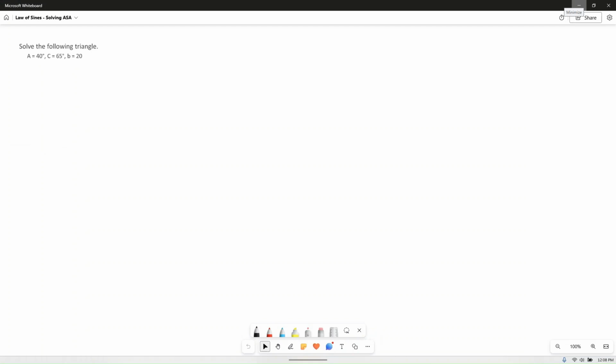Let's look at an example of solving a triangle that fits within a law of sines situation. In this case, we want to solve the triangle where we're given angle A is 40 degrees, angle C is 65 degrees, and side B is 20.